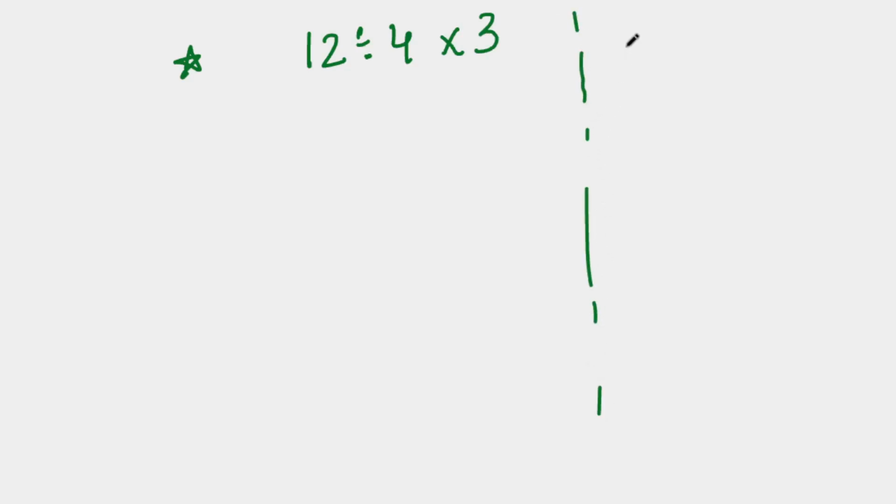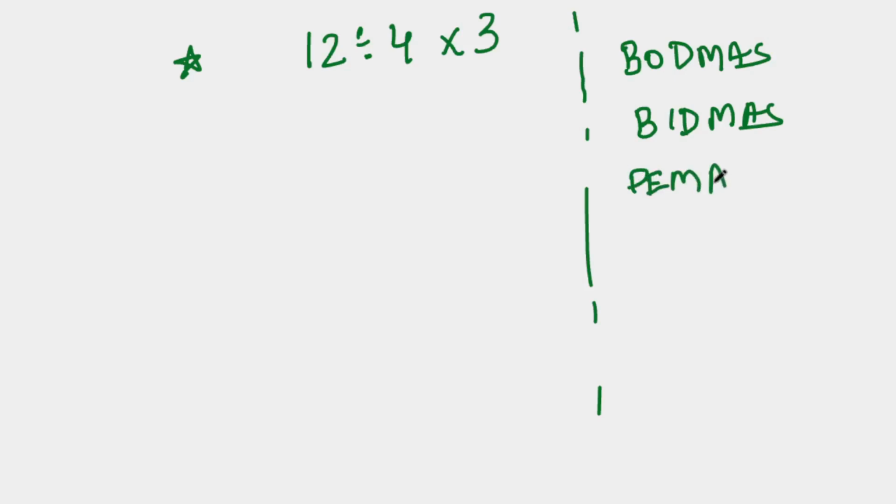Let's take another one with multiplication and division both in one expression. So we can have like 12 divided by 4 times 3. Now let me write it here. BODMAS, BIDMAS and PEMDAS. So you see that we have division and multiplication. So you don't have to think like, okay, division comes before multiplication. But here in PEMDAS, multiplication comes before division.